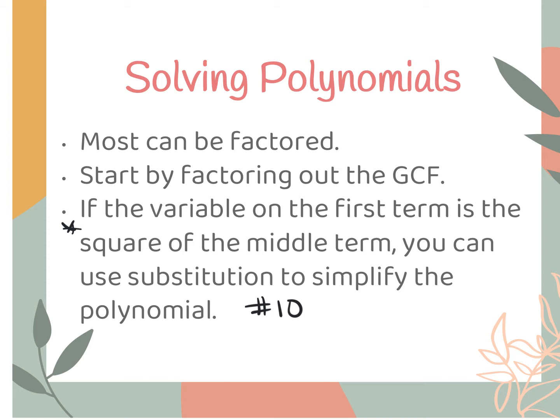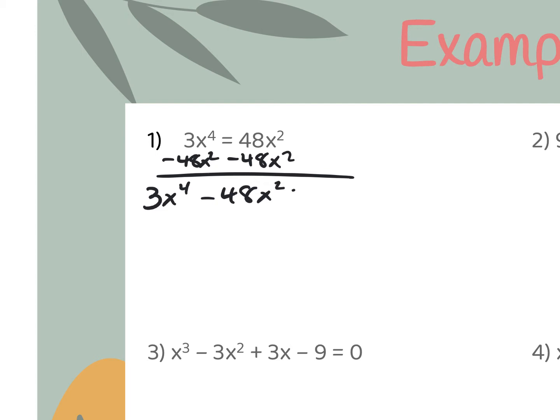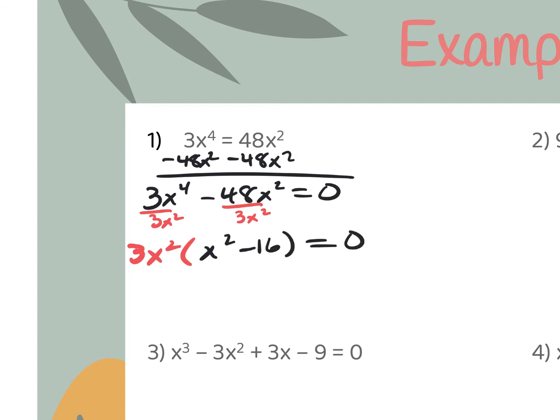So let's go ahead and try our first example. Again, we want to set it equal to 0, so I'm going to subtract the 48x squared from both sides. I'm left with 3x to the 4th minus 48x squared equals 0. Next, I'm going to look to see if I have a GCF, and I do. My greatest common factor here is going to be 3x squared. I always like to put the GCF underneath, you don't need to. So I'm going to divide by the GCF, and then what remains is x squared minus 16 equals 0.